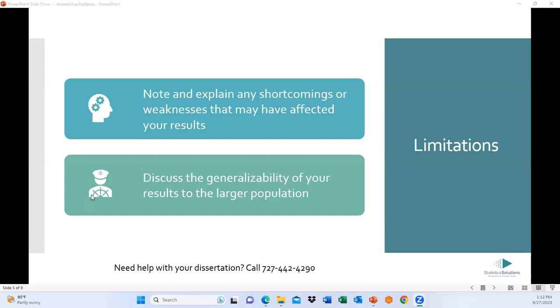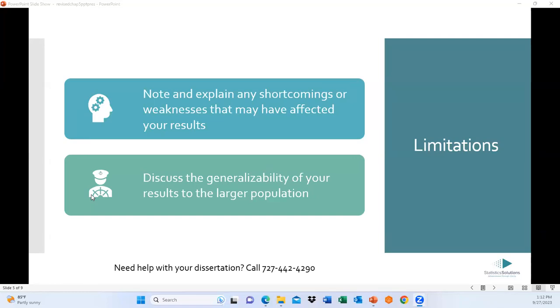So limitations, a big limitation, for example, for quantitative research is a low sample, right? If you have a small sample, low sample size, because that interferes, or that compromises statistical certainty. So that's definitely something you would put in there for your limitations.